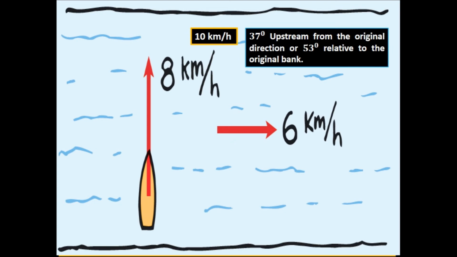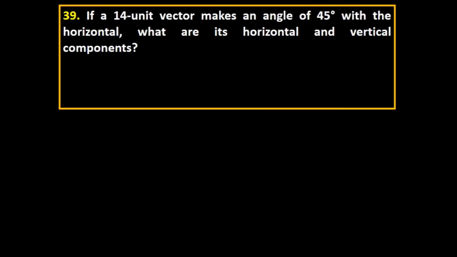So the angle is actually going to be the same, but then you have to say where that angle is, or draw a picture. The best way to do it is to know your compass directions when you're solving these problems. If a 14 unit vector makes an angle of 45 degrees with the horizontal, what are its horizontal and vertical components? Well, first of all, the components would be the same because it's 45 degrees. You remember the special triangle from geometry, 45 degrees, it's 1, 1, root 2.